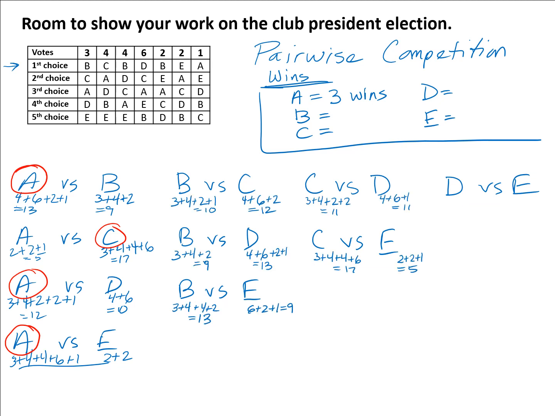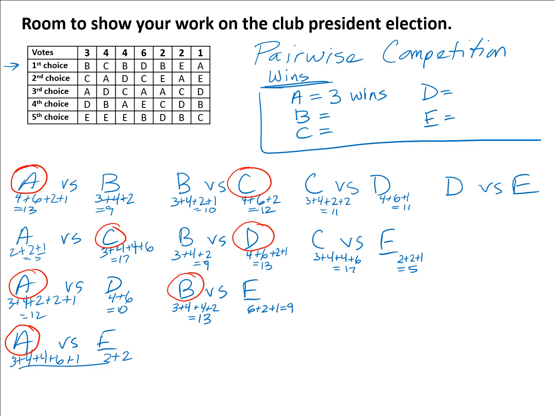All right, so I've gone ahead and tallied up the head-to-head battles. B against C, B will get 10 votes, C will get 12, so C wins. When you do B against D, B will get 9 votes, D will get 13, so D wins. If you do B against E, though, B finally wins 1. B gets 13 votes compared to E's 9.